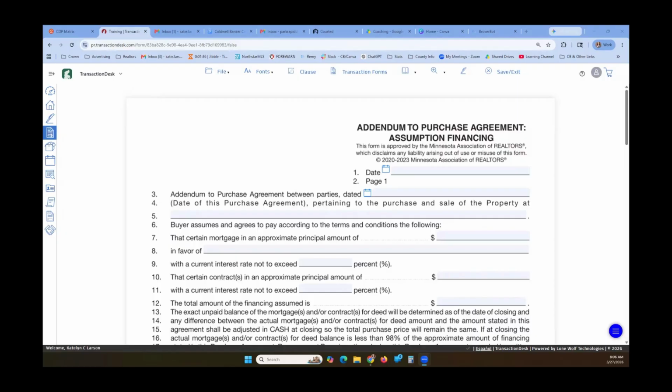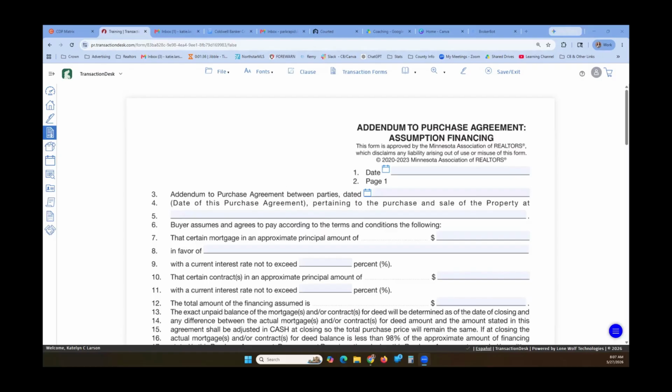Hello, everybody. I wanted to talk to you guys today about this addendum. It's called the Assumption to Financing Addendum, and it's an addendum to the purchase agreement that you would use when the seller has an assumable loan and your buyer is looking to take over that loan when they purchase the property. Most of the time, this happens when a seller has a very low interest rate and the buyer wants to take advantage of that lower interest rate and then either pays cash for the rest of the amount that they need to buy the property or will get a mortgage for the rest of the amount.